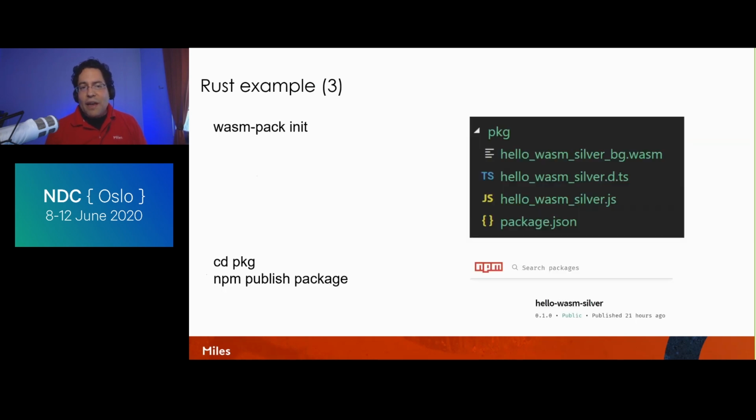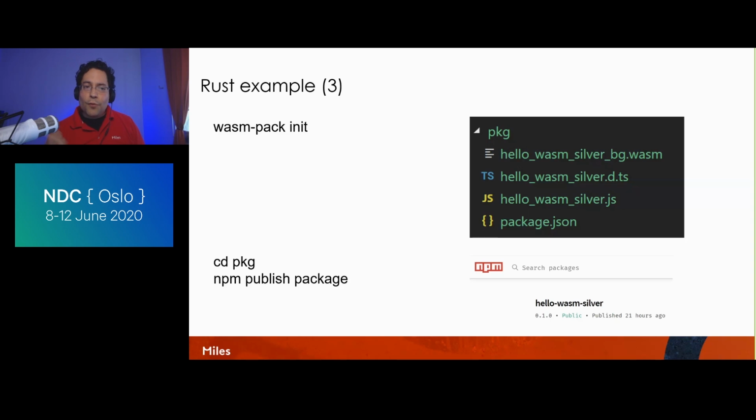If we want to package this so that we can load it up onto NPM, we can run a command here called wasm-pack init. That will generate a package folder with this content, and then we can publish it just as we would publish any other regular NPM package. We can just do npm publish. As you see here, the result is that on NPM we have a package that someone else can use in order to add it to their own application.